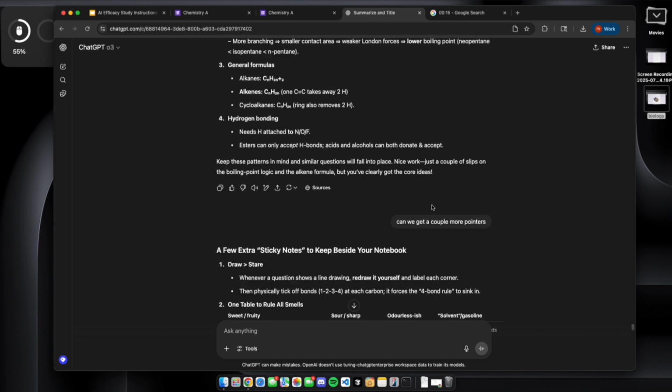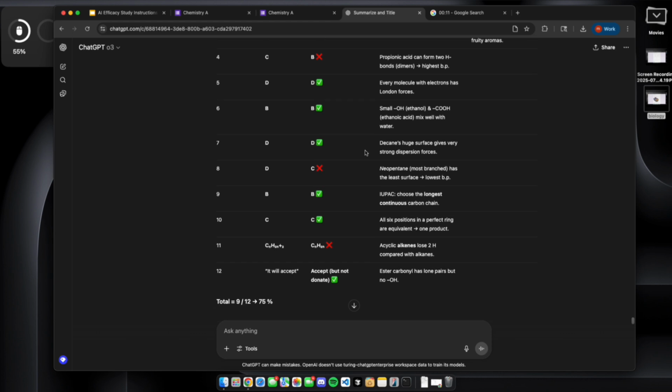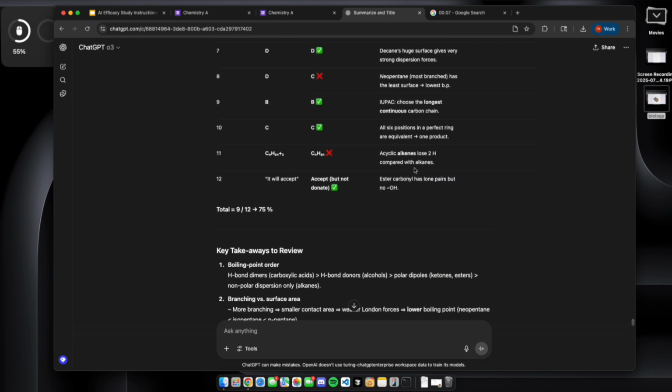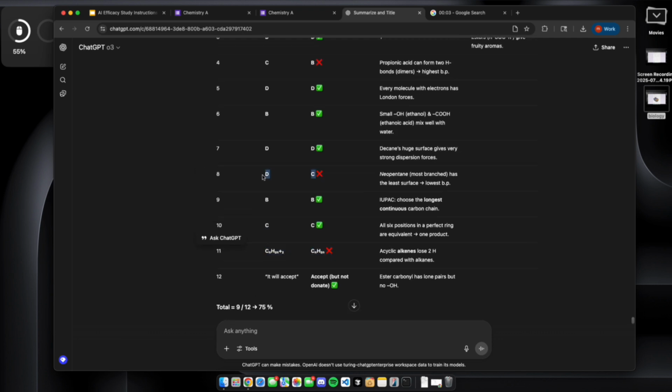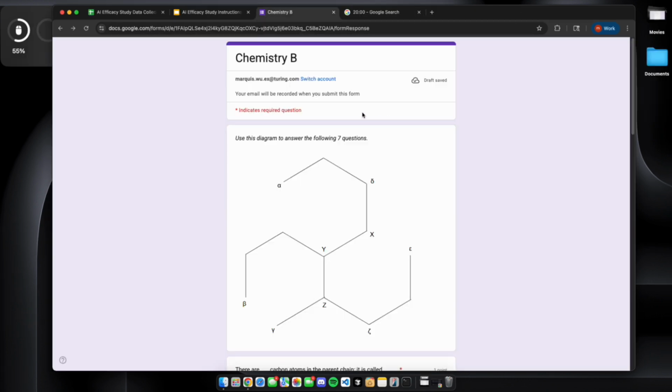Okay, overall, I think we got the gist of everything. I mean, judging by our little practice questions here, slight issues on memorizing alkynes versus alkenes. Okay, all right, so now we'll do chemistry B. Let's just start a timer real quick.